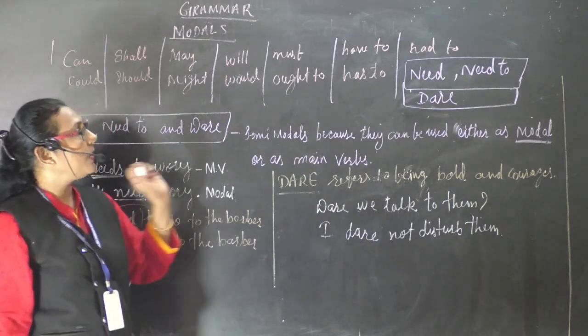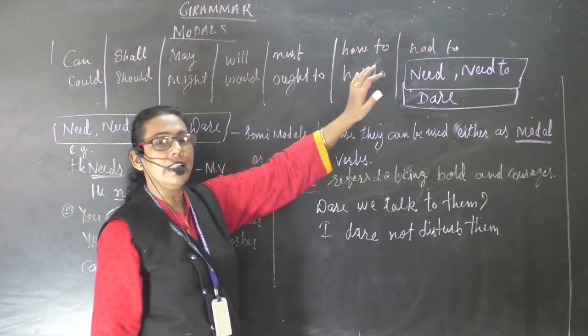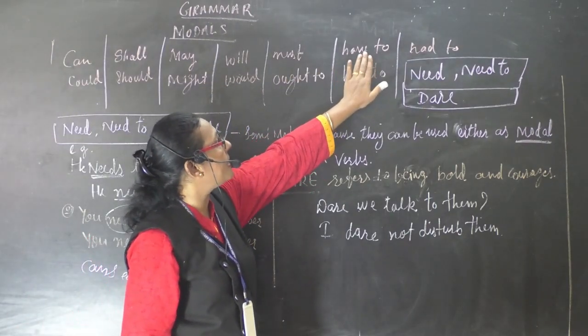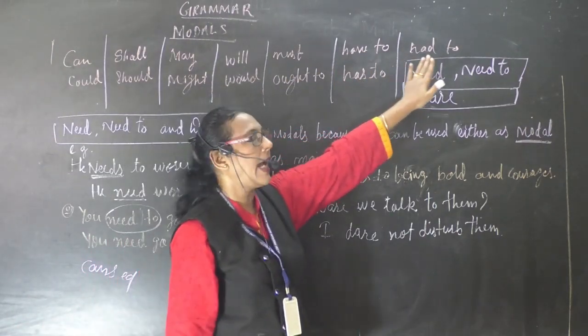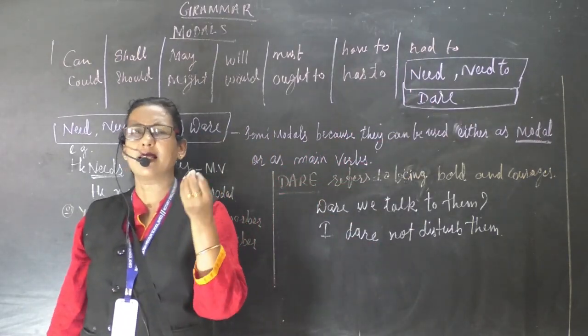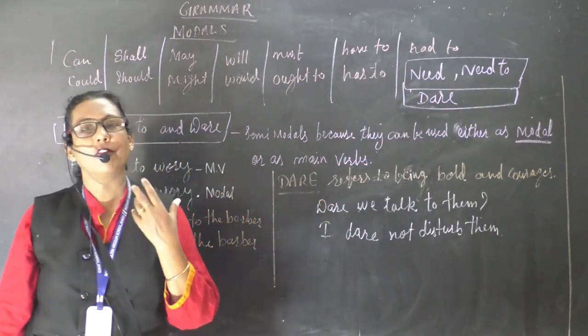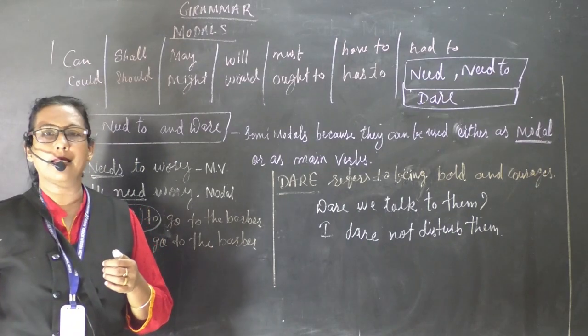Now the only thing left is that we take this and see a few examples of had to, has to, had to, and a few exercises we will check. Then we will complete our lesson here.